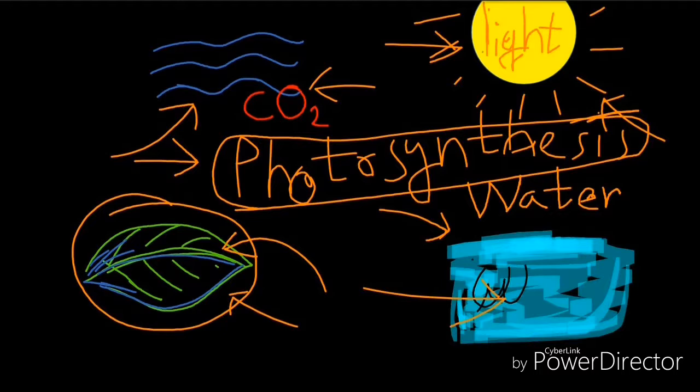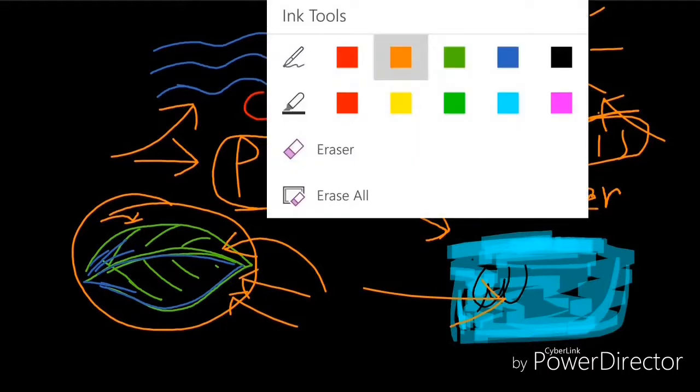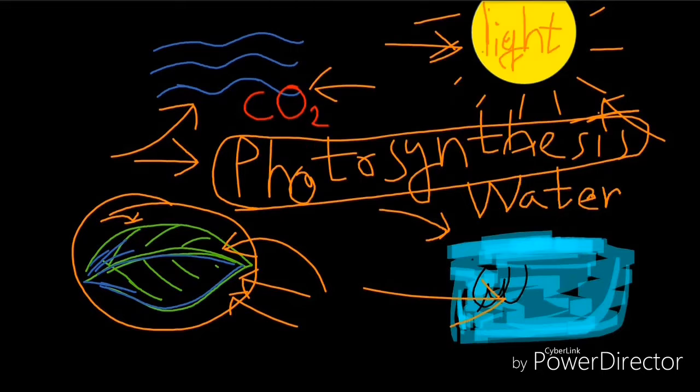And as chlorophyll remains in the plants, the plant has a green color. You see here a green color, right? And this is very important for photosynthesis.